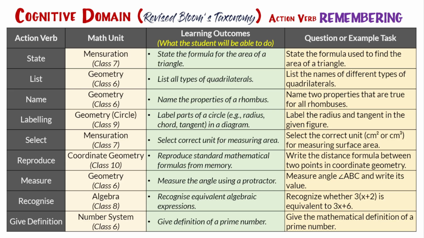Here I have given some examples of learning outcomes applying the action verbs related to remembering. I think this will help to prepare for lessons and evaluate or assess students. Suppose I am teaching the class 6 number system, then one of the learning outcomes I can choose is: students will be able to give the definition of a prime number. Here the assessment task I can ask is: give the mathematical definition of a prime number. Now pause the video and try to understand how to write learning outcomes.